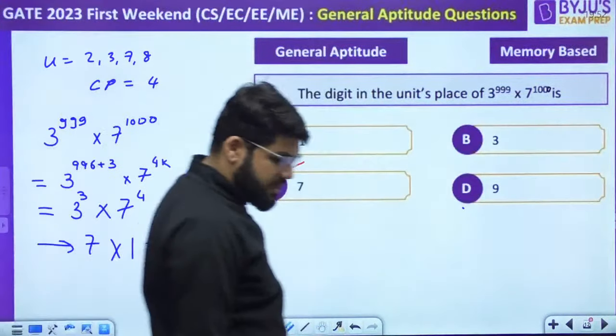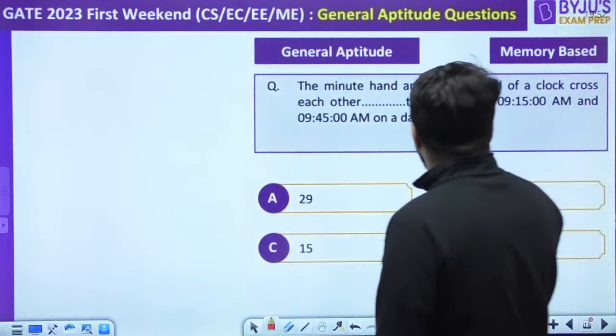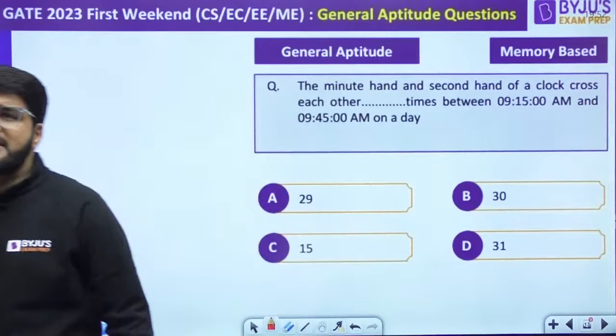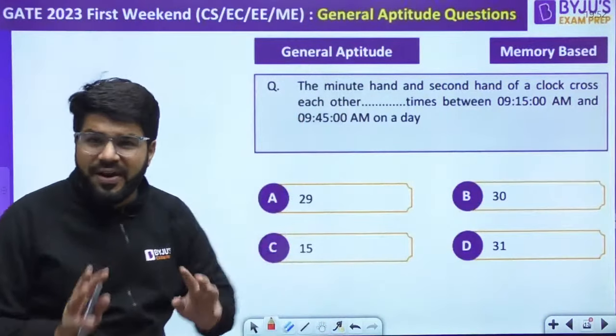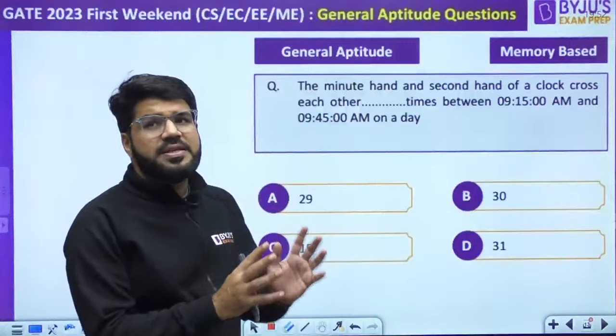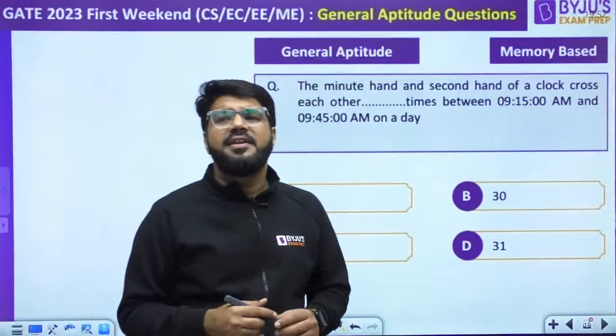The correct answer for the question is C. Moving ahead to the next question. The minute hand and the second hand of a clock cross each other dash number of times between 9:15 and 9:45. Now I'll tell you, while I discussed this question in the live GATE analysis, branch wise, I'll tell you guys what happened.